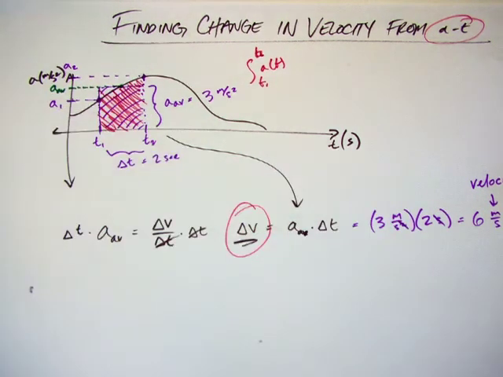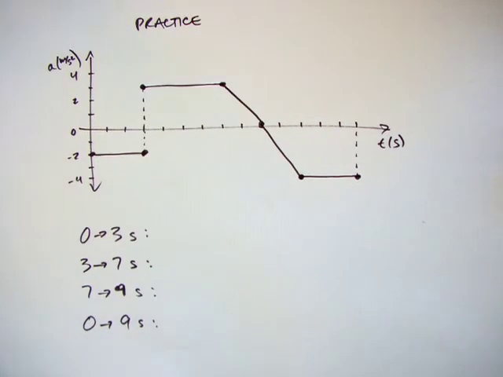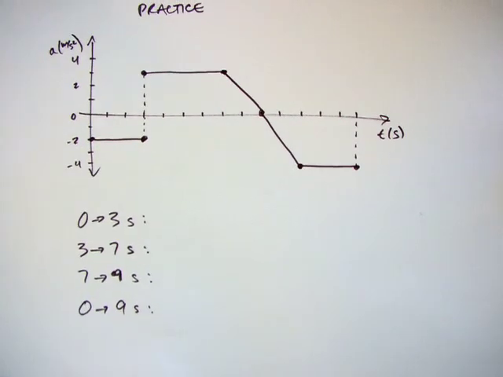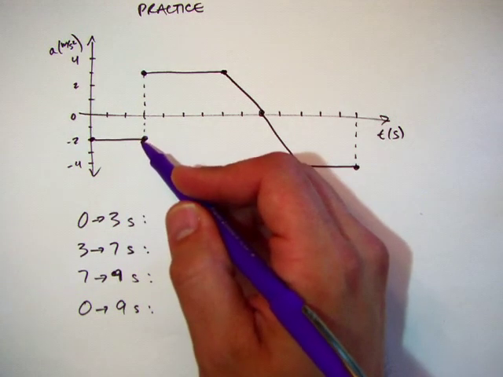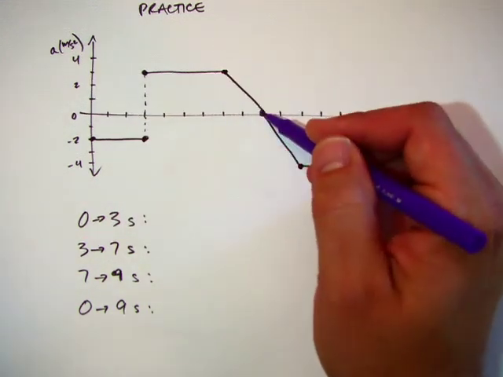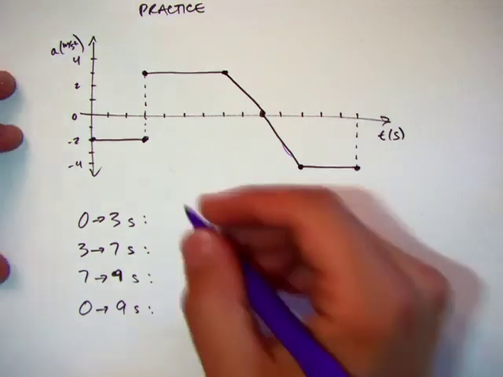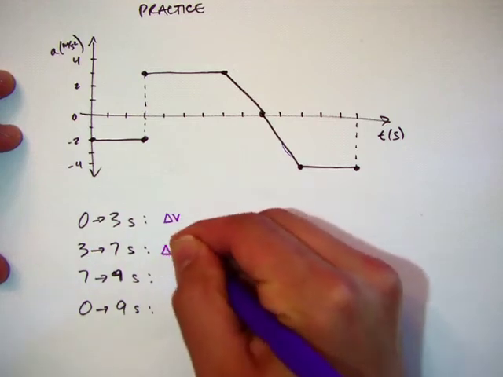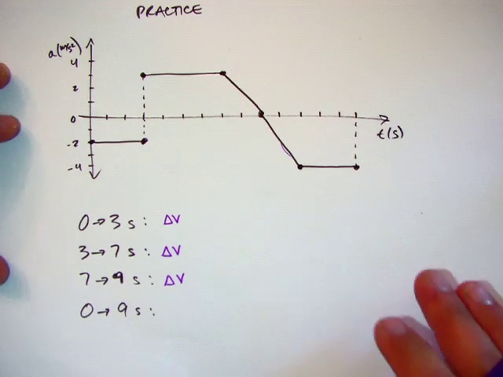Okay, let's look at an example problem. Here we have an AT graph for an object that is accelerating with initially a -2 meters per second squared acceleration, and then jumping up to a +3, and then decreasing to 0, decreasing again to further negative, and then holding constant at a negative value. So let's look at finding delta V from 0 to 3, from 3 to 7, from 7 to 9, and then overall from 0 to 9.